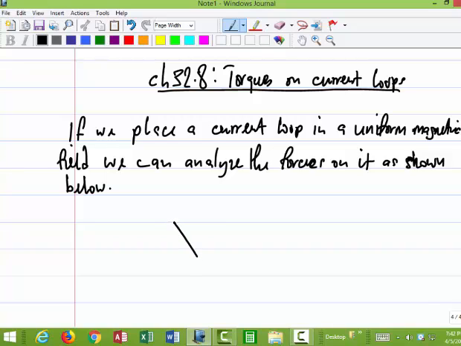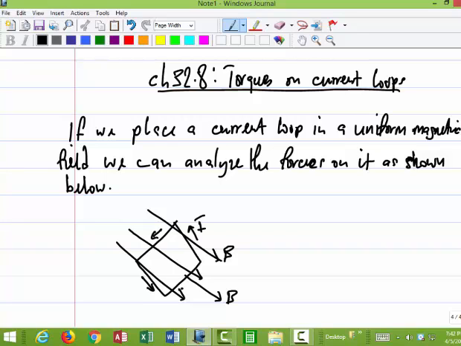Let me draw the loop like this, and then I'll draw the magnetic field this way. Okay, so let's see how that works. So we'll draw the magnetic field that way, and this is carrying a current going this way. Current is going down that way and going this way. So we can assume that this is free to rotate about an axis. This is the axis. So let's see how that works.